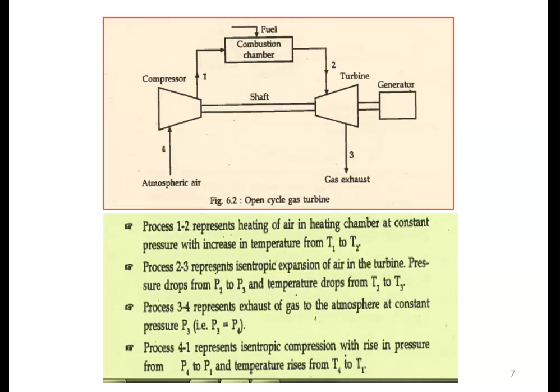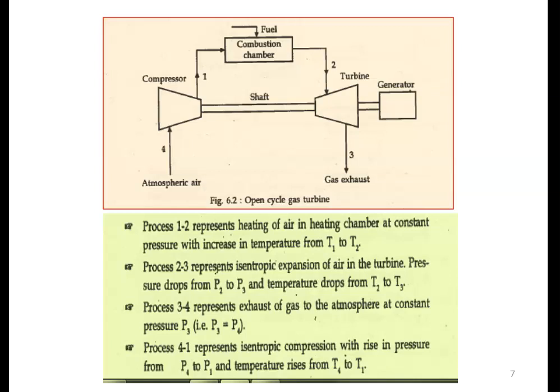Now let us see how it works. It also works on the principle of Joule's cycle. It is known as continuous combustion gas turbine because here air is continuously exhausted to the atmosphere. In the simplest form, it has the parts: compressor, combustion chamber, turbine, and generator.